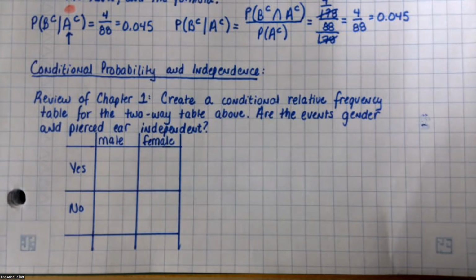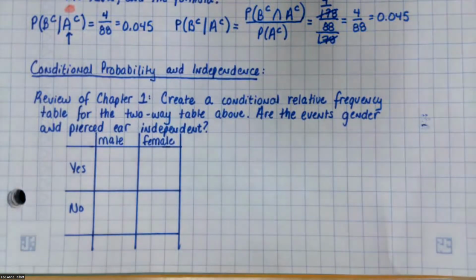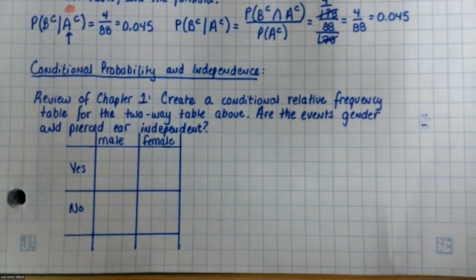Did anybody figure out what the explanatory is? What would come first chronologically, gender or pierced ear? Other than special cases, it would be gender first, then pierced ear.